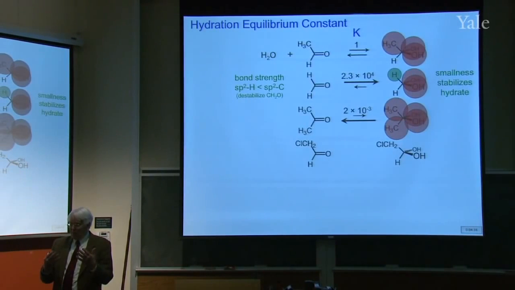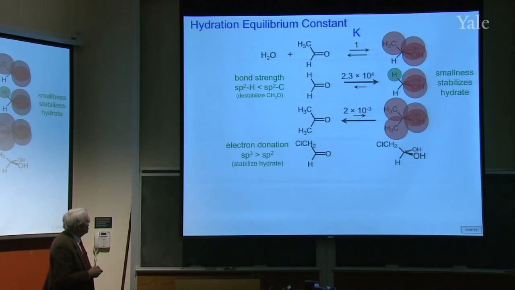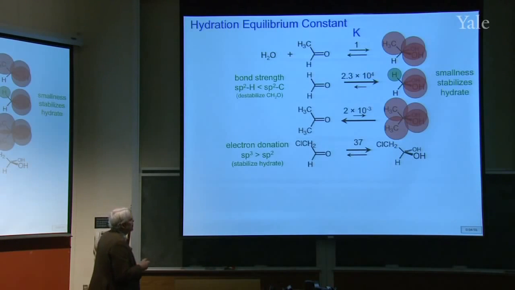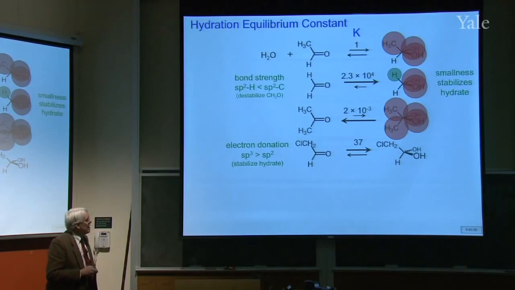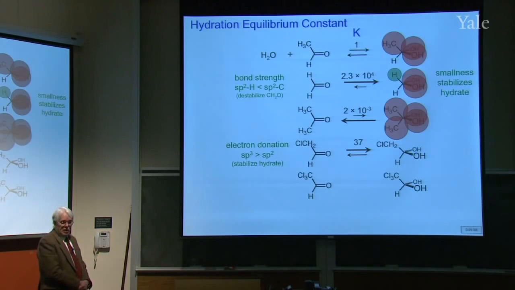Which is more likely to donate electrons, sp3 or sp2? Which one is going to hold the electrons tighter? Right, the one with more s will hold tighter and not be willing to give them up. So if chlorine wants to get them, it's going to get them better from here than from here. So it should shift the equilibrium in that direction. It shifts it not nearly by factors of 1,000, but by a factor of 37, compared to when I had an H instead of a chlorine. Now, suppose we have 3 chlorines.